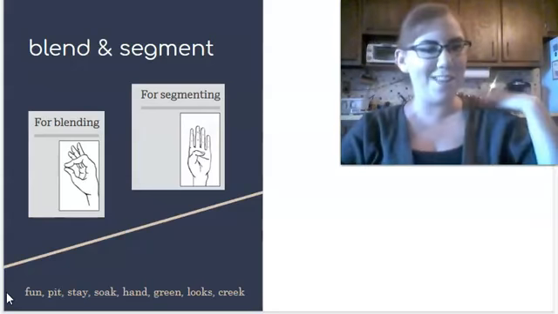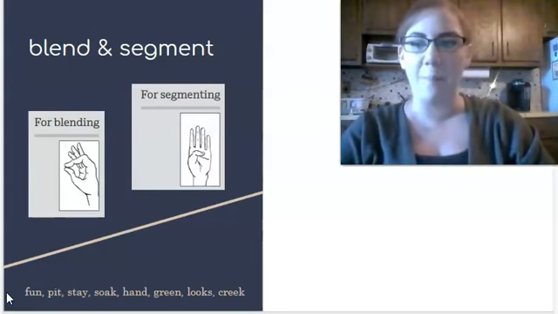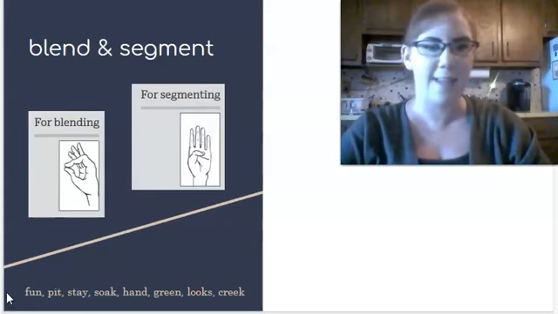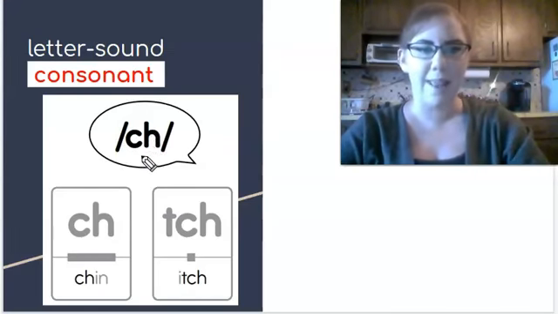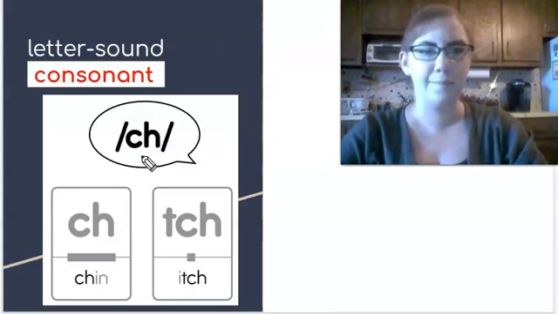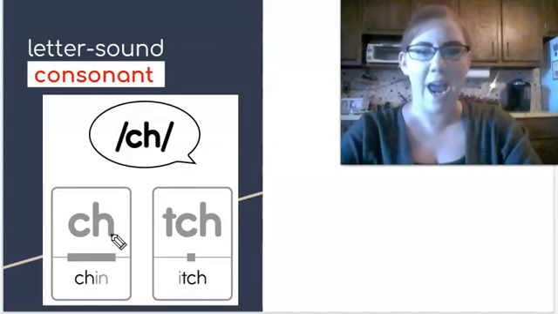Great job. Give yourselves a pat on the back. Working hard already. We've got a couple of consonant digraphs to look at today. What is this first one we've got here? Do you remember what sound these 2 letters make? This says ch. Say it with me. Ch. Ch can be spelled with a CH, as in chin.